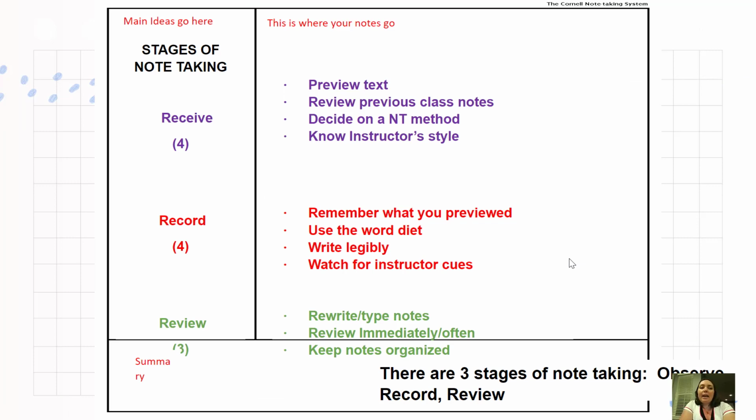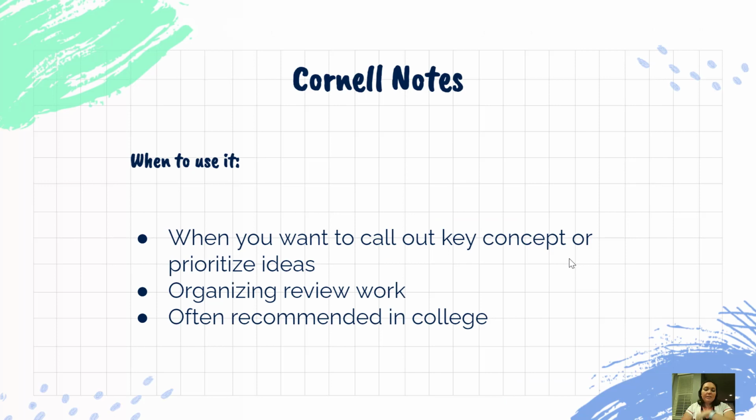Okay, here is an example again of the three stages of note-taking. So the main ideas are going on the one-third left-hand side. You would be taking notes on the right-hand side, and then you have your summary at the very bottom. Again, you would want to set this up before class, and you would need to preview your text beforehand, just to make sure that you kind of knew what categories or what main ideas were going to be presented to you during the class.